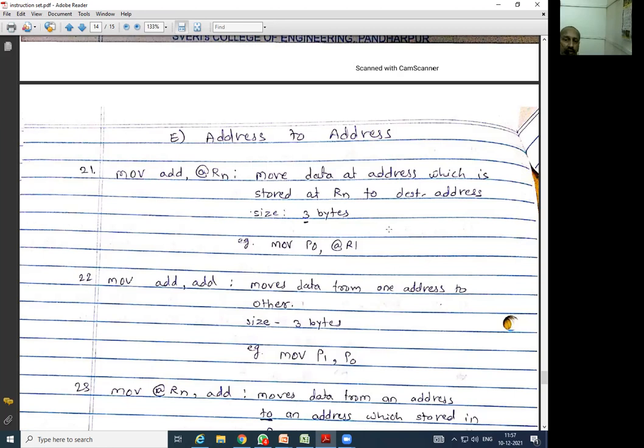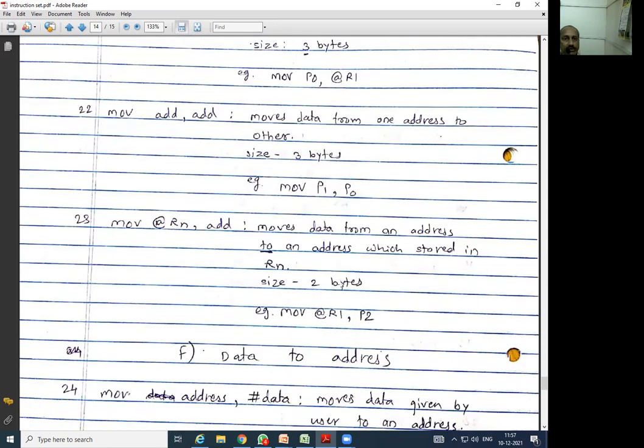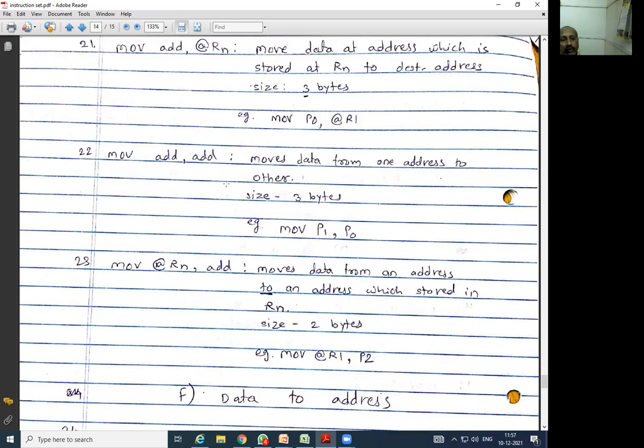Move data at address which is stored at RN to destination address. Data transfer होतोय, address transfer होत नाही. Okay. For example, it is given, that is MOV P0, @R1. Similarly, move address: so moves data from one address to other. So that is also given here. MOV P1, P0.